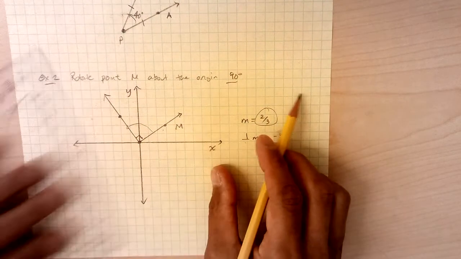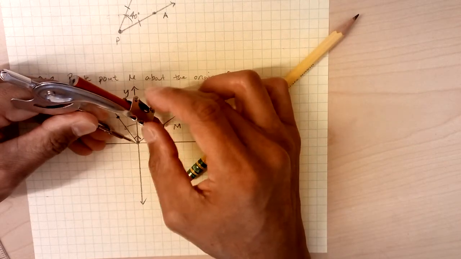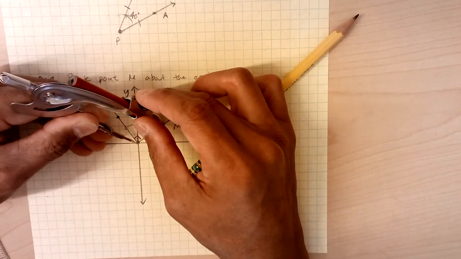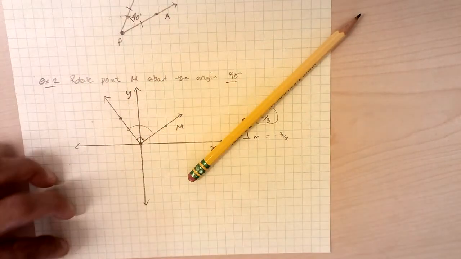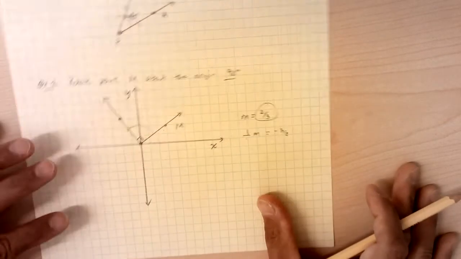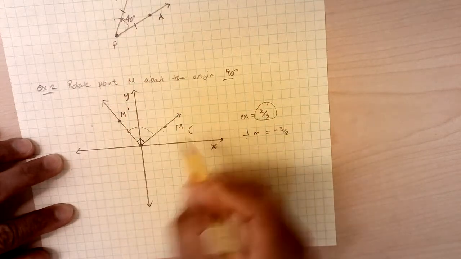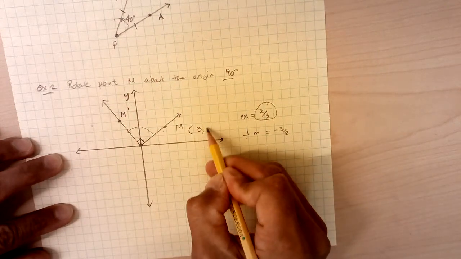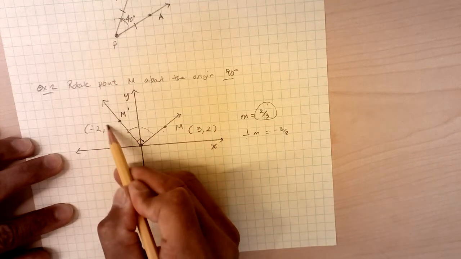So I could use my compass again if I wanted to. If you have a compass, you could use that. You could actually make your own compass pretty easily. I'm not going to go through that, but you can look it up on YouTube or whatnot. But that would be the location of point M prime. I could also use my ruler if I wanted to. I could use a piece of paper like I did on the last example as well, but this would be M prime. The coordinates of M were (3, 2). The coordinates of M prime are (-2, 3).